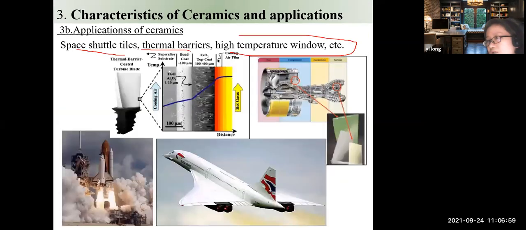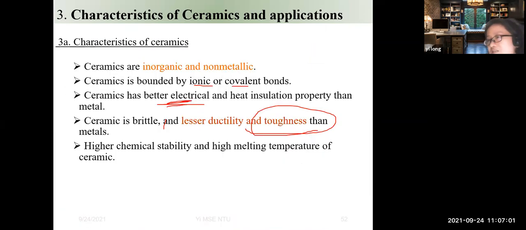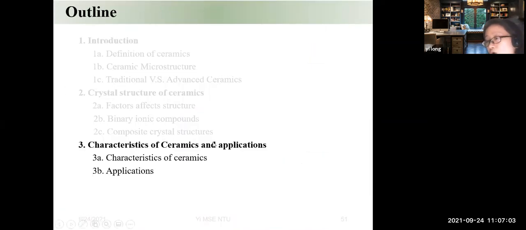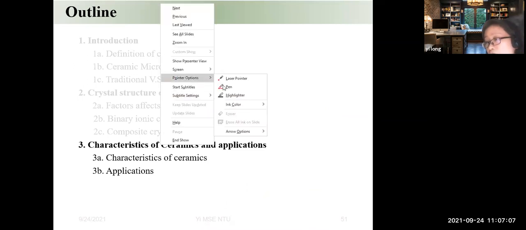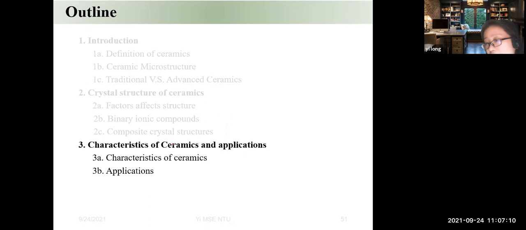So this portion is not examinable. I just put it here to let you know how important ceramics are. They are very much used everywhere, as I said: the computer, your handphone, 90% of the material inside your handphone is ceramics. Okay, so that is pretty much all for today.